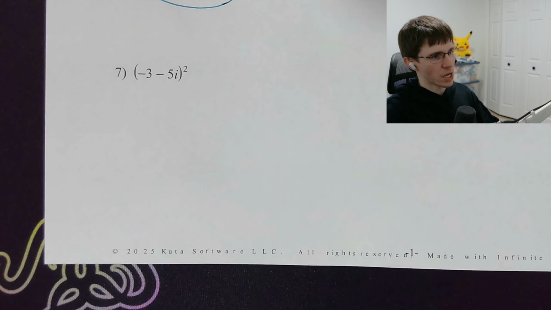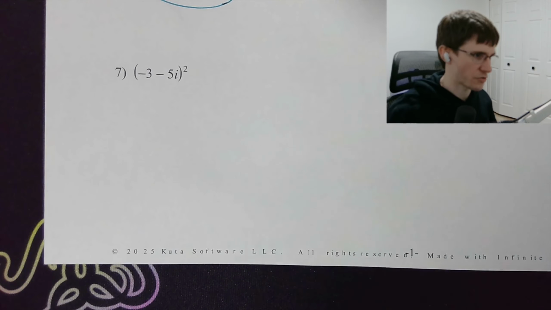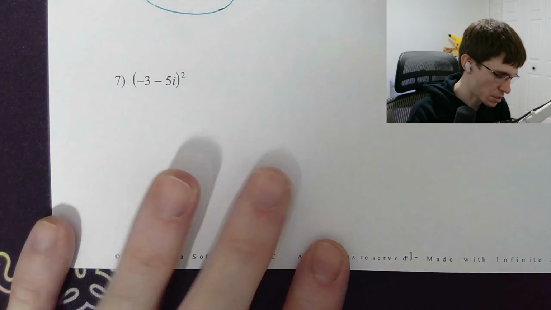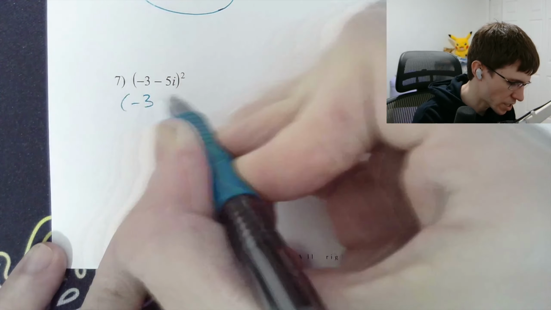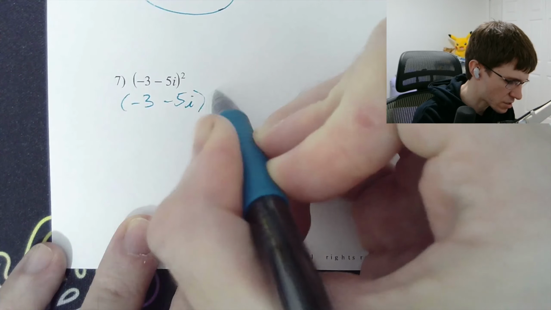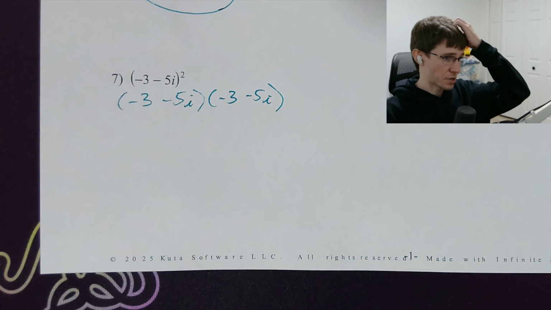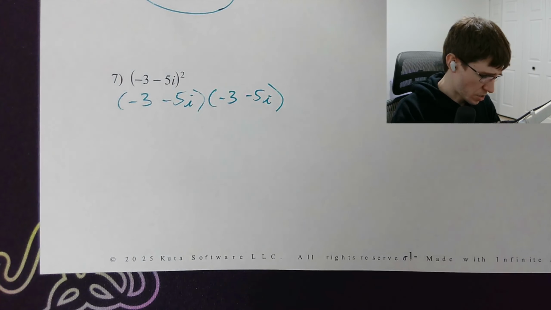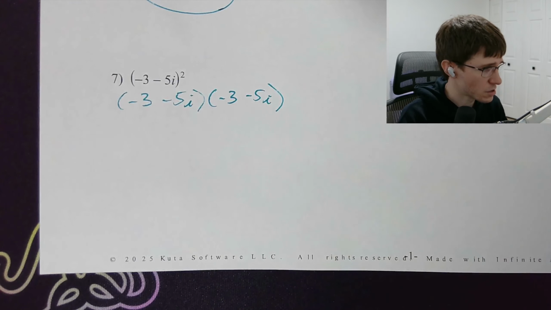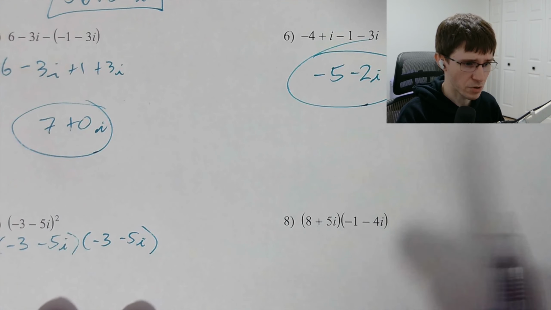All right, number 7. There are two ways to do number 7. There's the slow way and there's the fast way. The slow way is to rewrite this as negative 3 minus 5i times negative 3 minus 5i, and then just doing all the work, doing our first, outer, inner, last, all that stuff that you're used to doing on questions like this. And we would do the same thing. We're actually going to have to on question number 8.